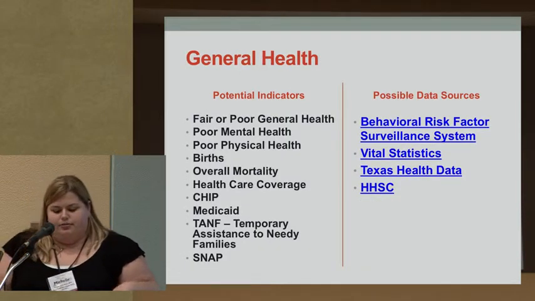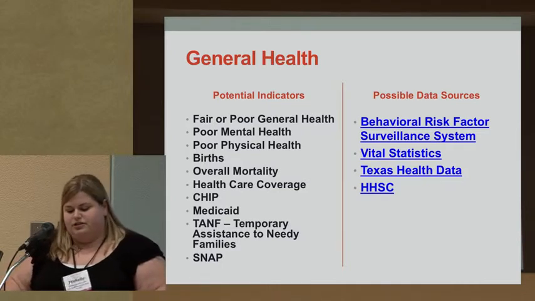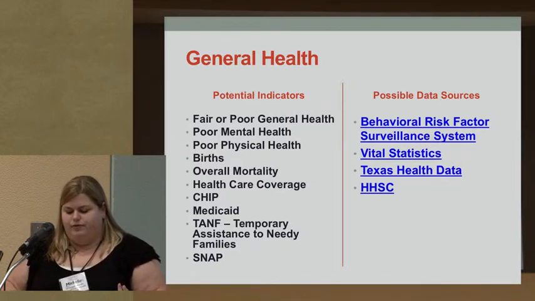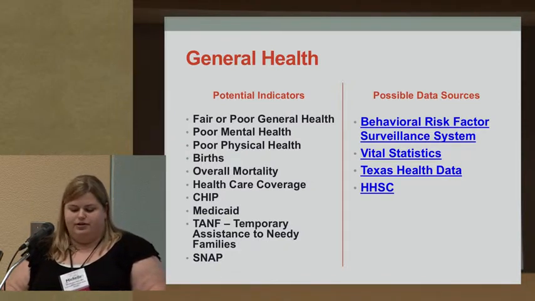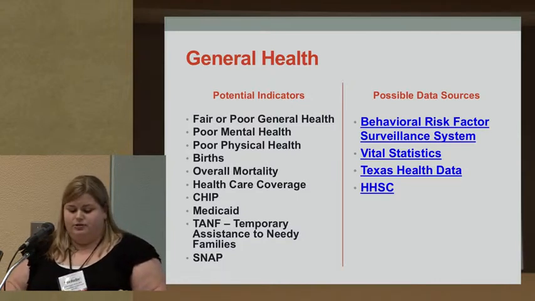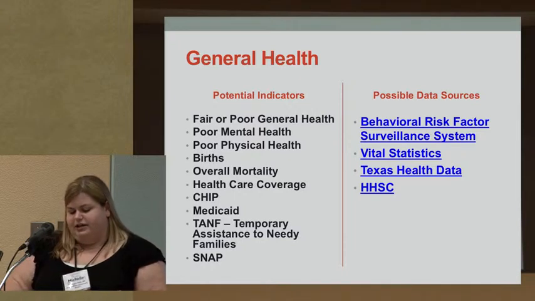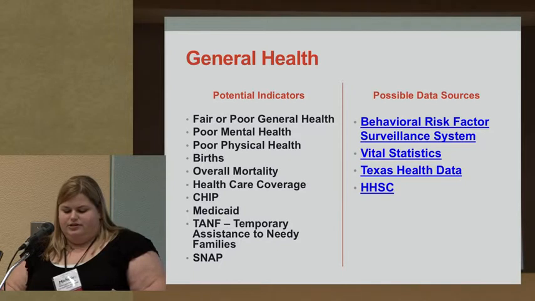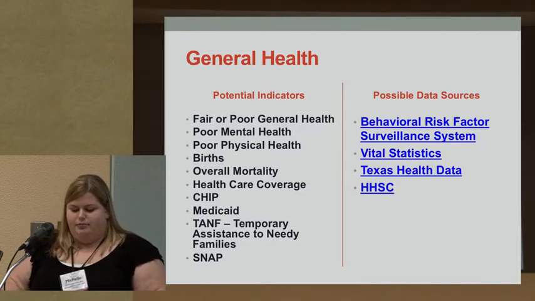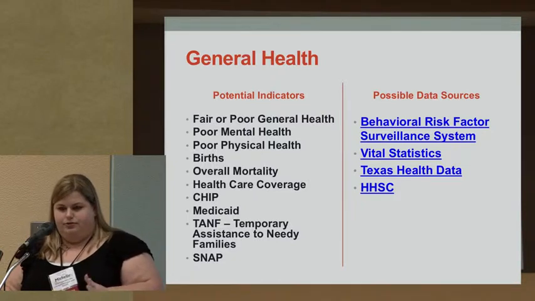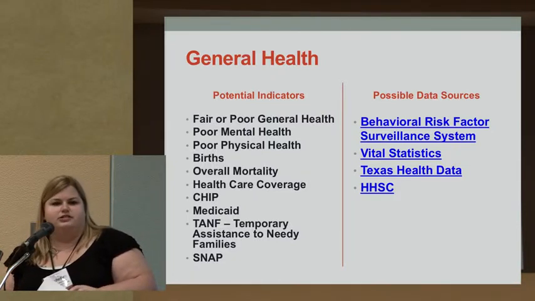General health. There's a number of potential indicators for this and other data sources. You have the BRFSS with the fair or poor general health, poor mental health, poor physical health. You also have vital statistics data on births and overall mortality, healthcare coverage, CHIP, Medicaid, temporary assistance to needy families, SNAP, coming from the HHSC. And SNAP, for those who don't know, is the Supplemental Nutrition Assistance Program.